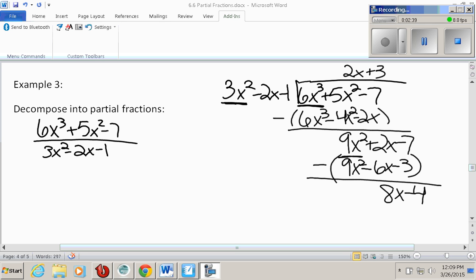8x plus 4. So our new equivalent expression can now be written as your 2x plus 3 plus the remainder all over what you divided it by. Okay, so I'll rewrite this. I'm going to clear the screen and rewrite this.